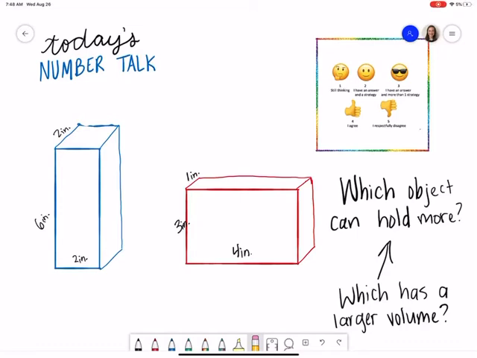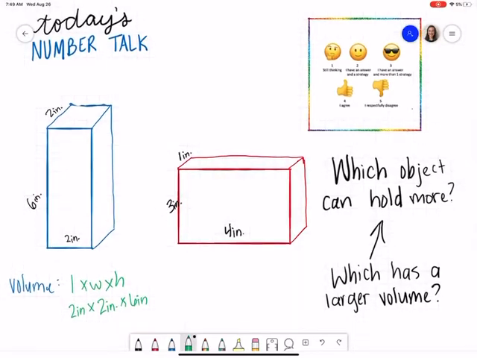Okay, so there are multiple ways you can do this, and we've talked about a few of them. But what I'm going to do is just show one way that we could do this. So I'm going to get the volume of the blue rectangular prism. So I know that I need to do length times width times height. So the length is 2 inches times the width is 2 inches times the height is 6 inches.